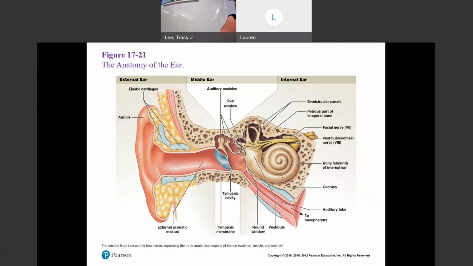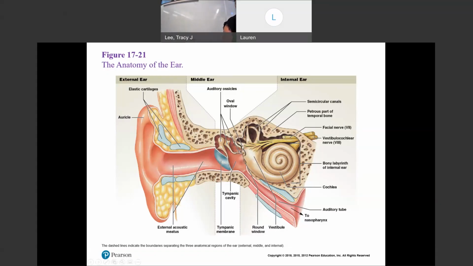And then we have our little receptor cells, kind of like we've seen with the other specialty senses. We have our neural receptor cells that are going to receive signals based on how the fluid gets moved inside of these areas. So that's kind of where we're headed.